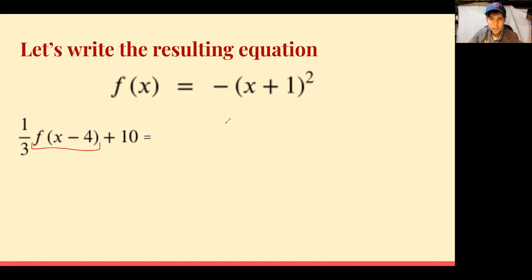So that would be negative. Now instead of x, we're putting in x minus 4. So it's going to be x minus 4 plus 1 squared. So that's this piece. Now I'm supposed to multiply that function by 1/3. That's taking care of this piece. And then I'm supposed to add 10 to the end of that.